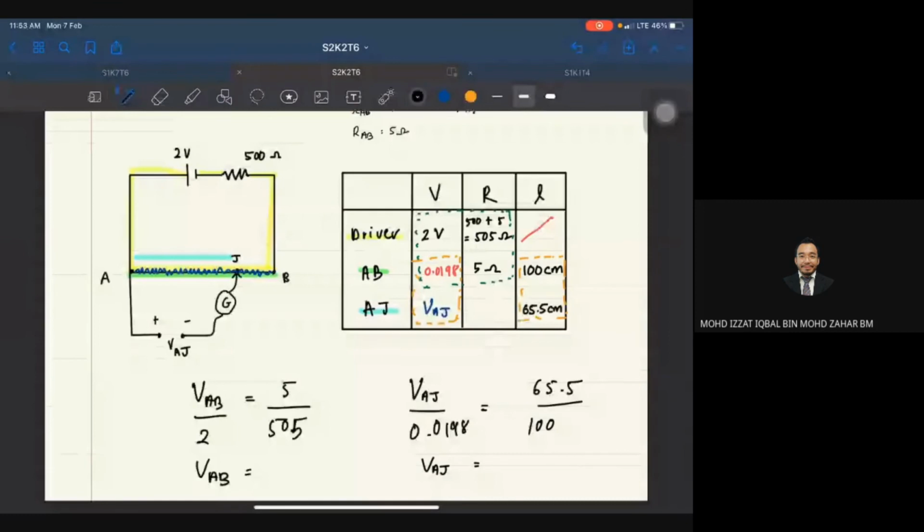So this is one of the methods to solve this kind of problem. Obviously you can have a different method. You can calculate the current first, and then relate everything. But it requires lots of thinking and comparison, and for me it's long. So the easiest way is this one.